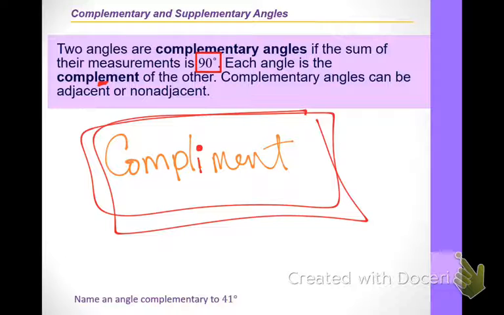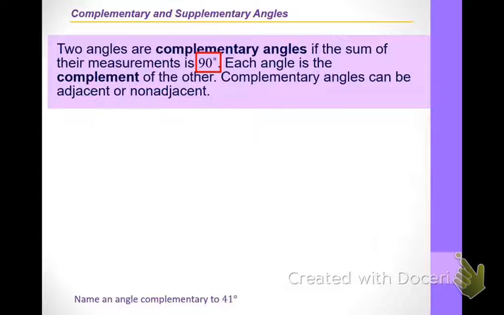But here's the thing. Is this called homophone? Homophones sound the same, but they mean different things. So complement with an E means an addition. If I see you write complement with an I, you're wrong. So sit in your wrongness and be wrong. Okay. All right. So complementary angles can be adjacent or non-adjacent.